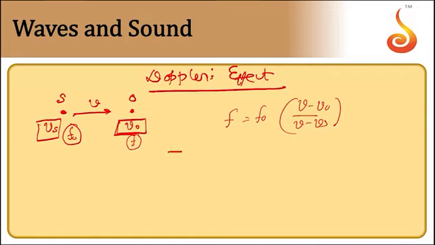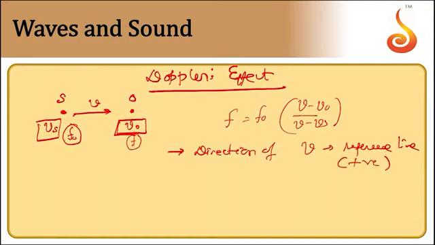To understand it, we write the following sign conventions. Number one, direction of V is the reference line. This is taken always with positive sign. Speed of sound is always taken with positive sign. Now, if Vo or Vs are along V, then they are taken with positive sign.